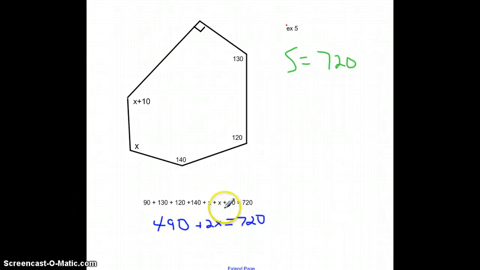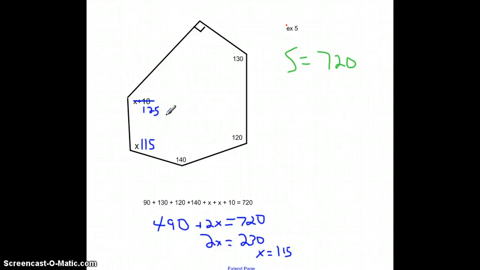Okay. And so now let's move this 490 over. So you get 2x equals 230 if you subtract out. 720 minus 490. Okay, minus 490 on both sides. And then from here I've got to divide by 2, so x is going to be 115. So x is 115, and therefore this angle here is going to be 125.